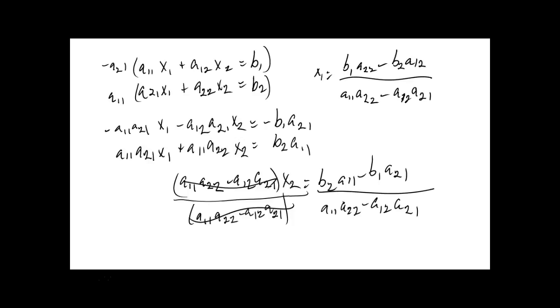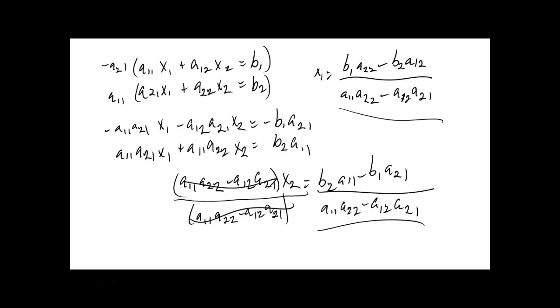Now, notice what we've got. Both of these have a common denominator, A11 A22 minus A12 A21. Okay? The book wrote them minus A21 A12. It doesn't matter. Now, the other thing to notice is that these two things are the same in X2, and these two are the same in X1. Okay?